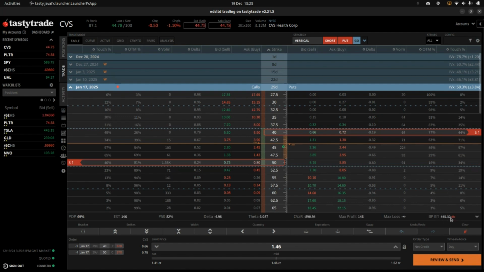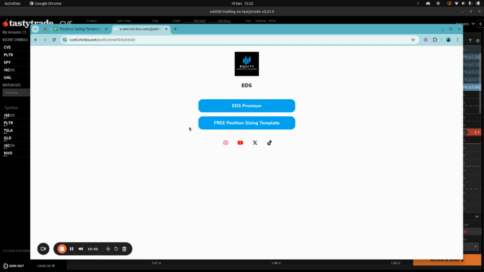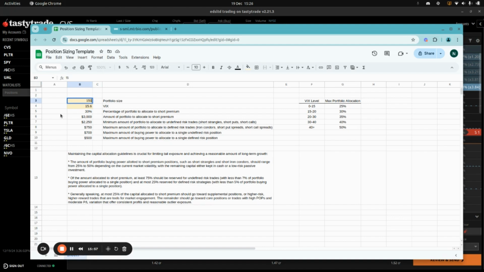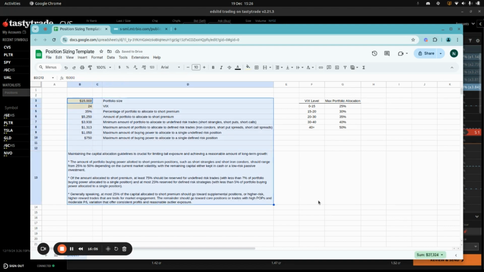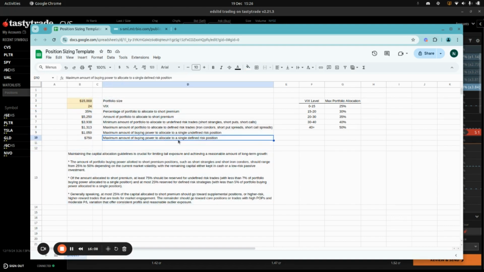Now, if you want to know how much buying power you should be allocating to your positions, we've created a position sizing template that's free for everyone to use. The link is in the description. And the way it works is you enter the size of your portfolio here, and then you enter what the current VIX level is. And then everything will be automatically calculated for you. And all you need to do at this point is simply use this information to form the backbone of your portfolio. It will tell you the maximum amount of buying power to allocate to a single defined risk position, undefined risk position, and how much of your portfolio you should be allocating to short premium strategies in general. So as long as you follow this, you'll be absolutely fine over the long term.